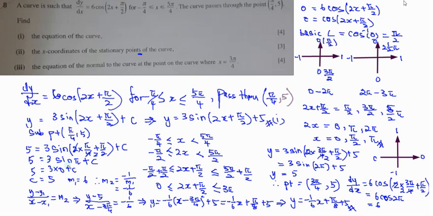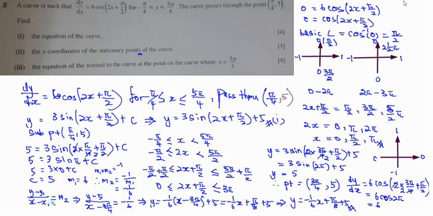Now, we know that m1 times m2 equals minus 1. So I want to find m2, which is the gradient of the normal. m1 times m2 equals minus 1. So I want to find m2. I already know m1 from here, which is 6. So what I'm going to do is bring the m1 over here. So it becomes minus 1 over 6. Now, we have the available information to form the equation.